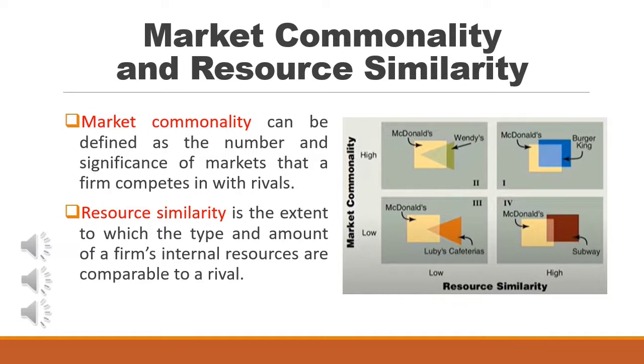So, yan yung pag mayroong high market commonality and high resource similarity. And if there is a low market commonality and high resource similarity, so magiging itsura niya is like the McDonald's and the Subway. So, same shape, but maliit lang yung nag-overlap.